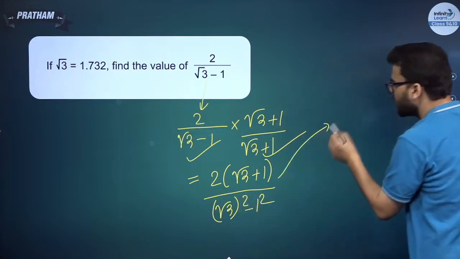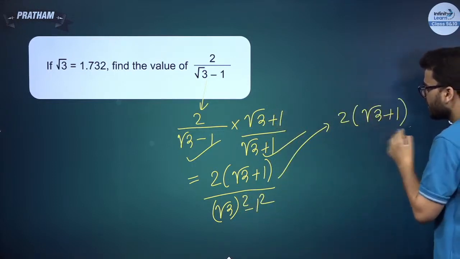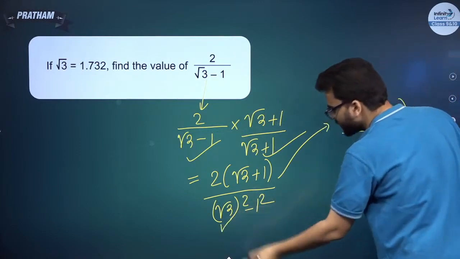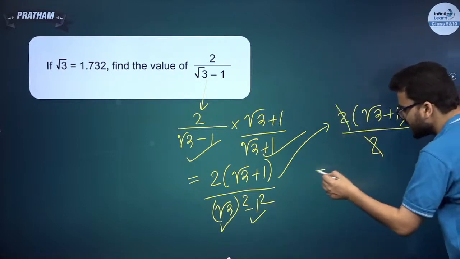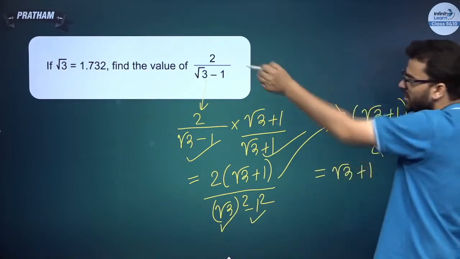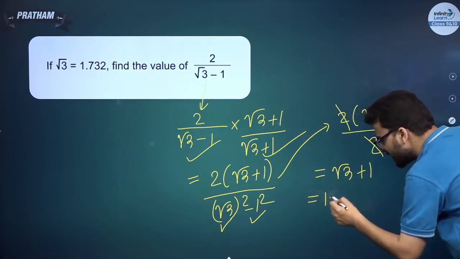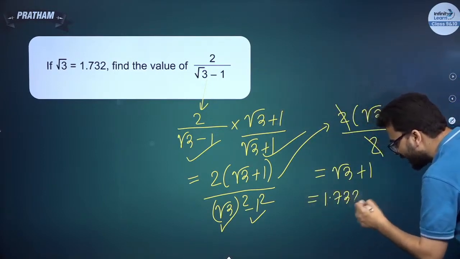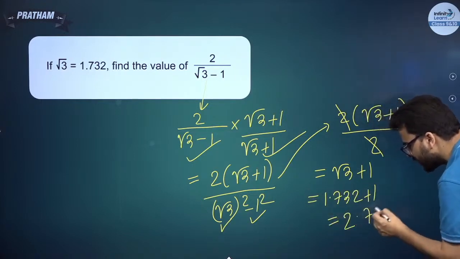So it will give you what? 2 into root 3 plus 1, and in the denominator you get root 3 square is 3 minus 1, that is 2. So basically the answer is equal to root 3 plus 1. So now you can easily put the value of root 3 which is given to you. The value of root 3 is 1.732, which you have to take, plus 1. So basically the answer is 2.732.